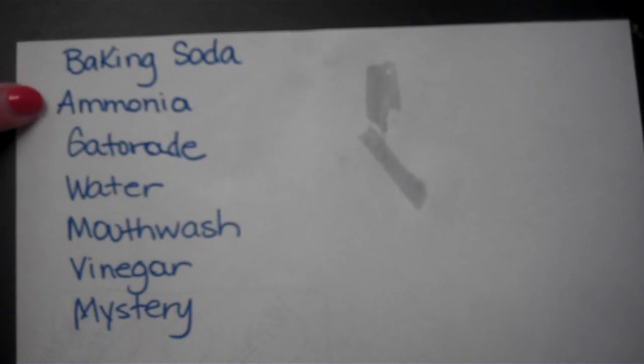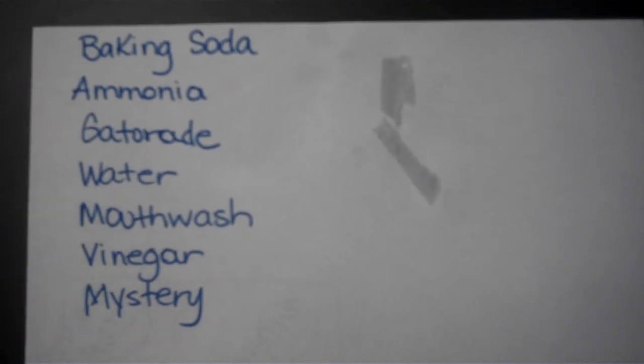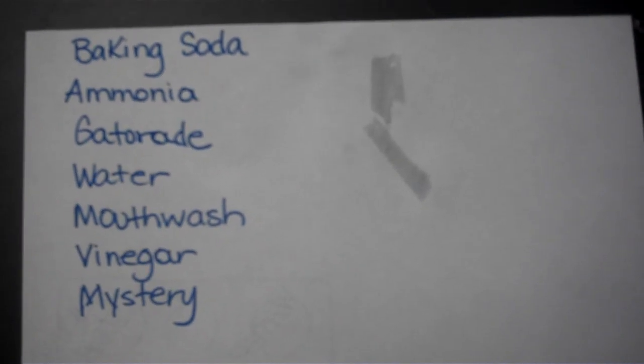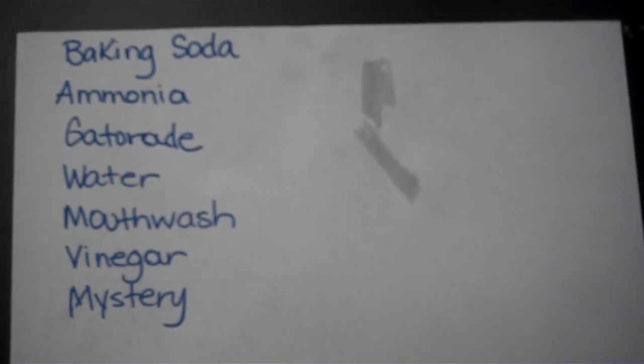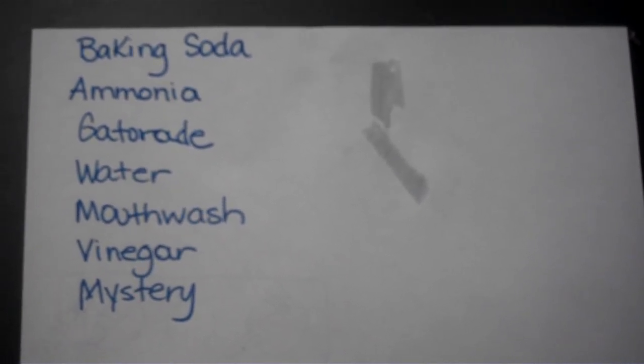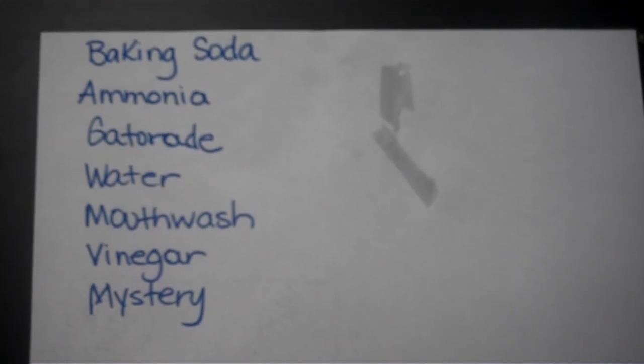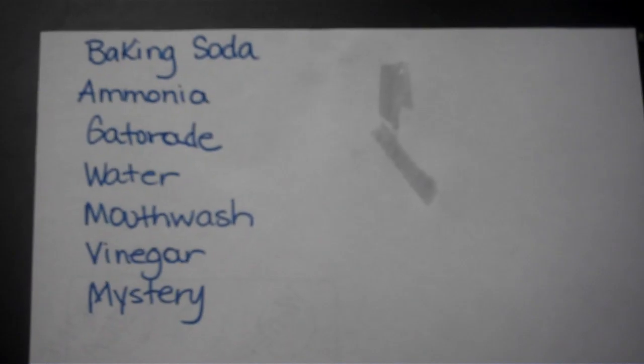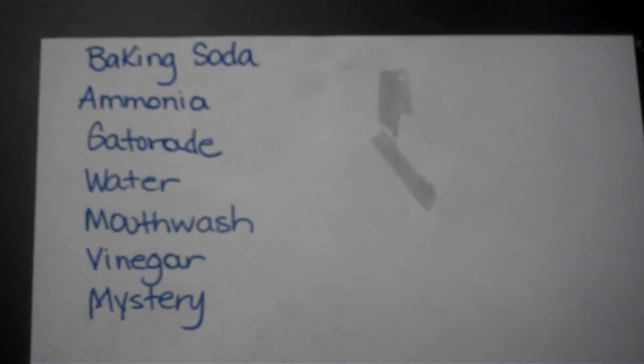Baking soda, ammonia, Gatorade, water, mouthwash, vinegar, and a mystery solution. So fill out the whole first column. You might have an extra row or you might have to add a row depending on what copy of the lab that you have. Press pause if you need to finish filling out that column.